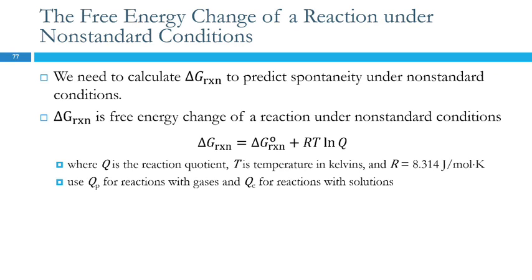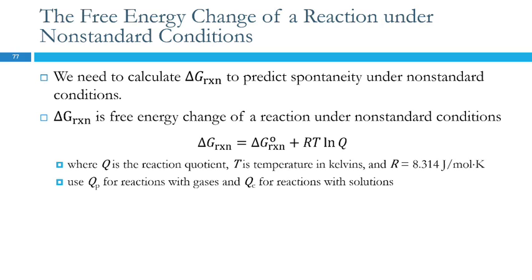So we need to be able to calculate delta G without the degree symbol for non-standard conditions, because that's what we're almost always going to be using it for. Delta G without the degree symbol is the change in free energy under non-standard conditions. And this is equal to the standard free energy under standard conditions plus RT times the natural log of Q.